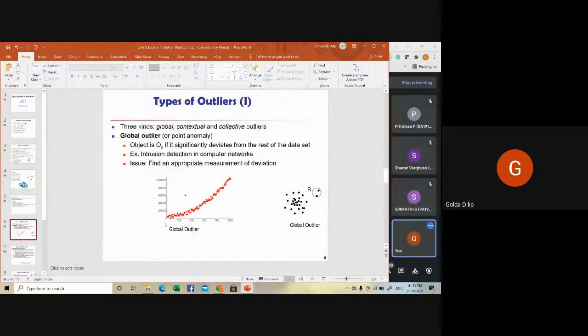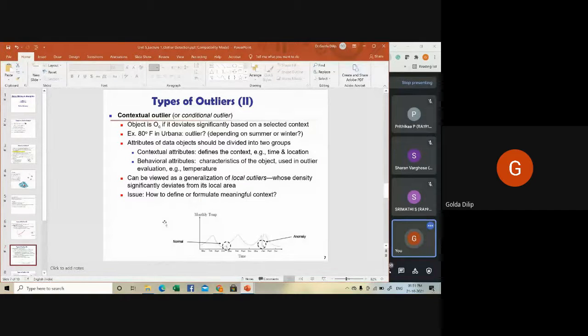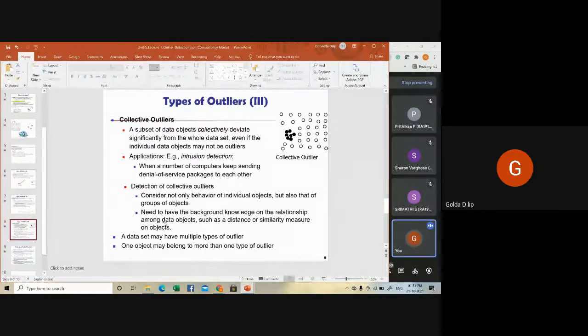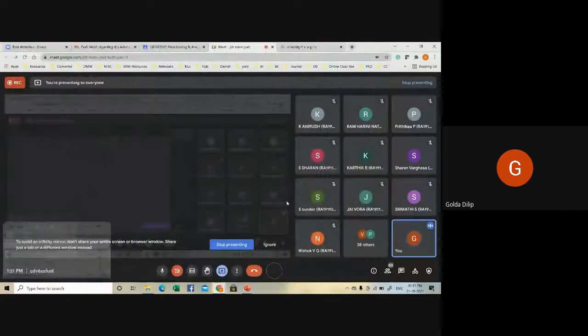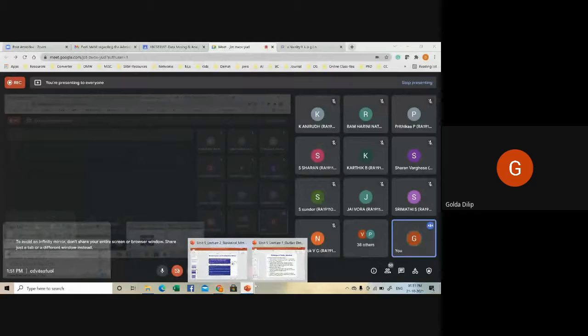Then the different types of outliers, where we had three categories. First one is the global outlier. Then we had the contextual outlier. And the third one is the collective outlier. Then what are the challenges in outlier detection? Okay, so next we move on to the next topic.